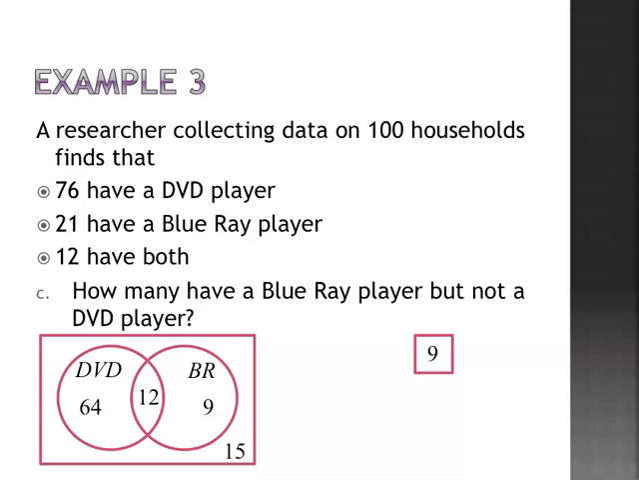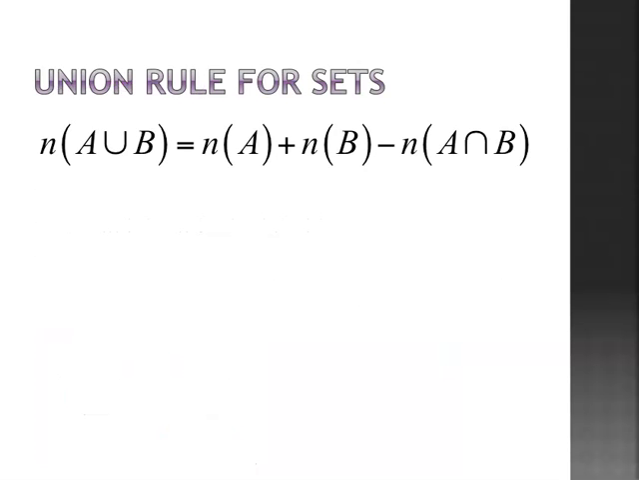Now, if you prefer to not have to draw this out, there is what we call a union rule that works when we're just talking about numbers that you're given and you're talking about the union of sets. So the number of elements that are in A union B is equal to the number of elements in A plus the number of elements in B minus the number of elements that are in both A and B.